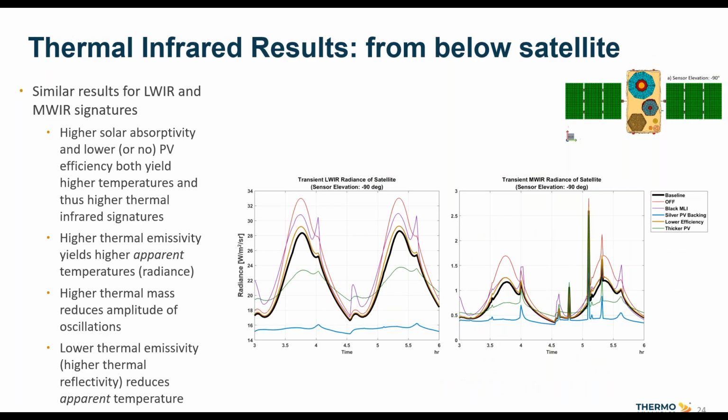Okay, so this is just a summary of the last two that I showed with the mid-wave and the long wave results, and some of the reasons why we saw those, due to some surfaces having higher thermal emissivities and some having lower thermal emissivities, one model having higher thermal mass, and so forth. So we can see the effect of these different design choices that you might have and how that affects the signature of the satellite.